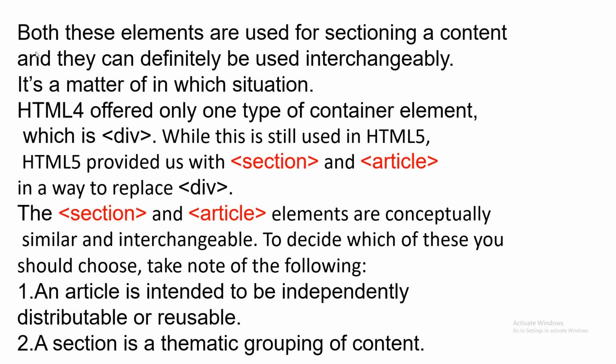To decide which of these you should choose, take note of all of the following. One, an article is intended to be independently distributable or reusable. Two, a section is a thematic grouping of content.